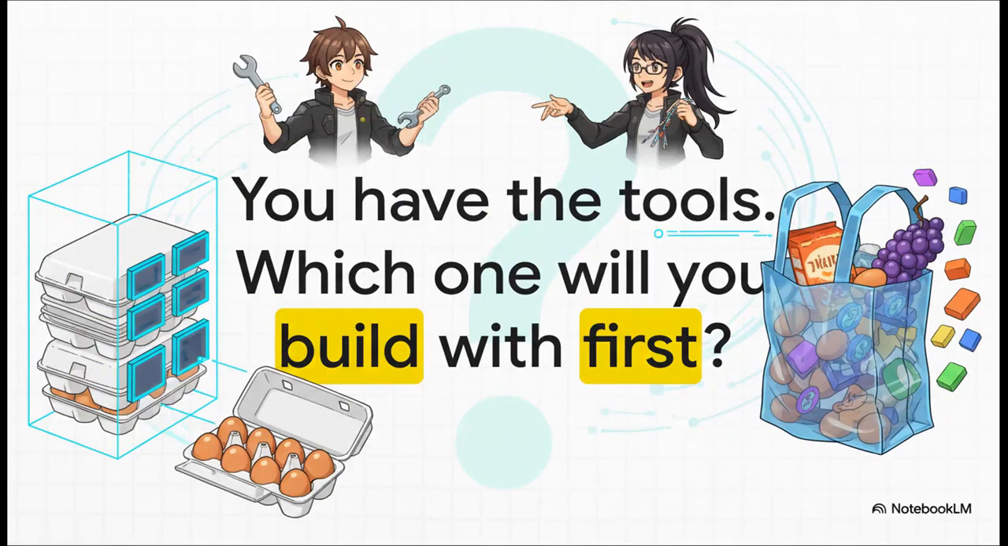And that's pretty much the whole story. You've got the rigid, super fast egg carton versus the flexible, super convenient shopping bag. They're both absolutely essential, and now you know the secret of when to use each one. So the only question left is, what are you going to build with first?